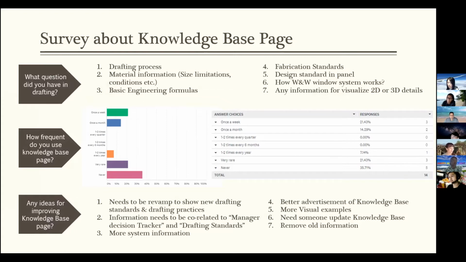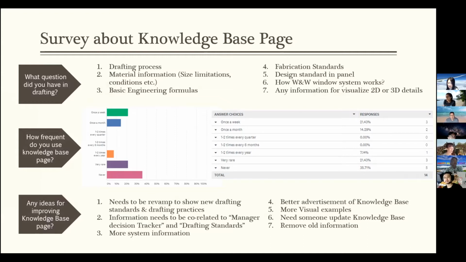And then, how frequently do people use the knowledge base page? Surprisingly, 35%, 5 people of them, never use that. The second rank is once a week and very rare. 14% of people once a month. And the least one is 1 to 2 times every year. So the majority of people use it very rarely or never, which is really, really surprising. And we know it is existing, so it seems like this brings up a lot of attention for us.